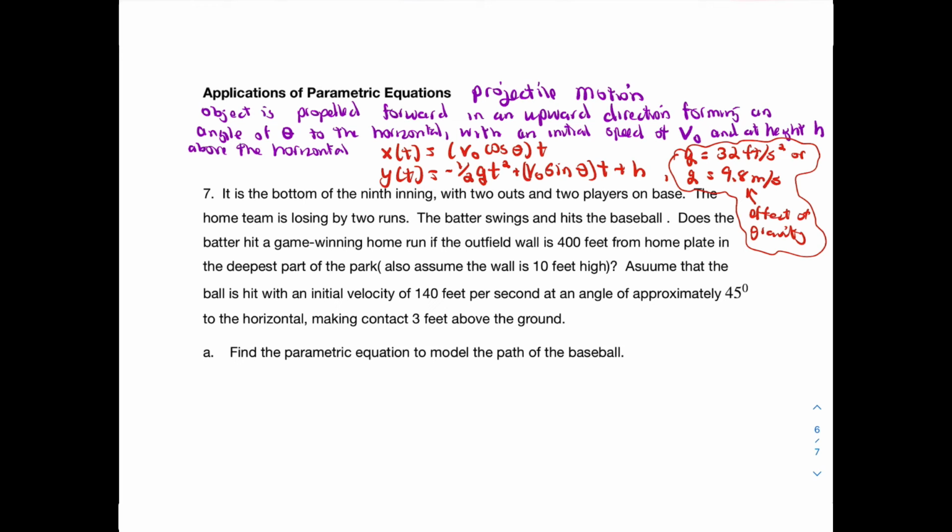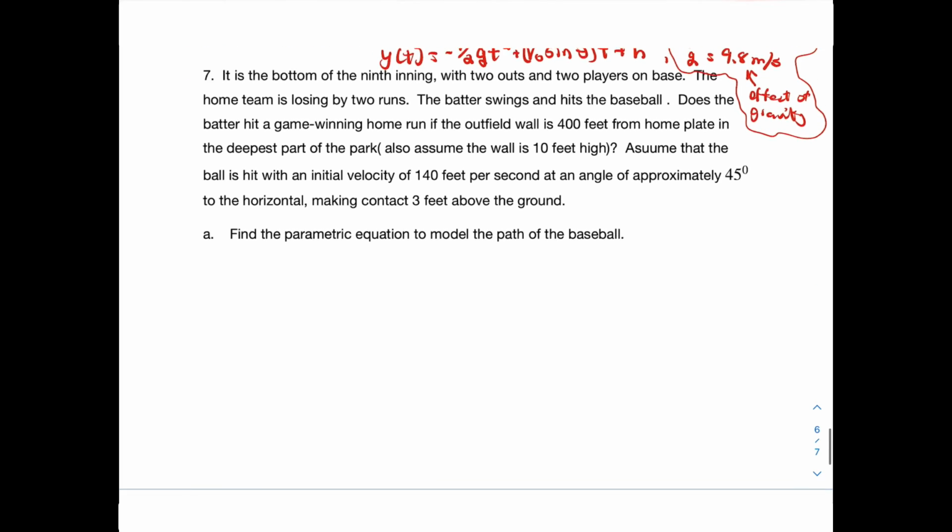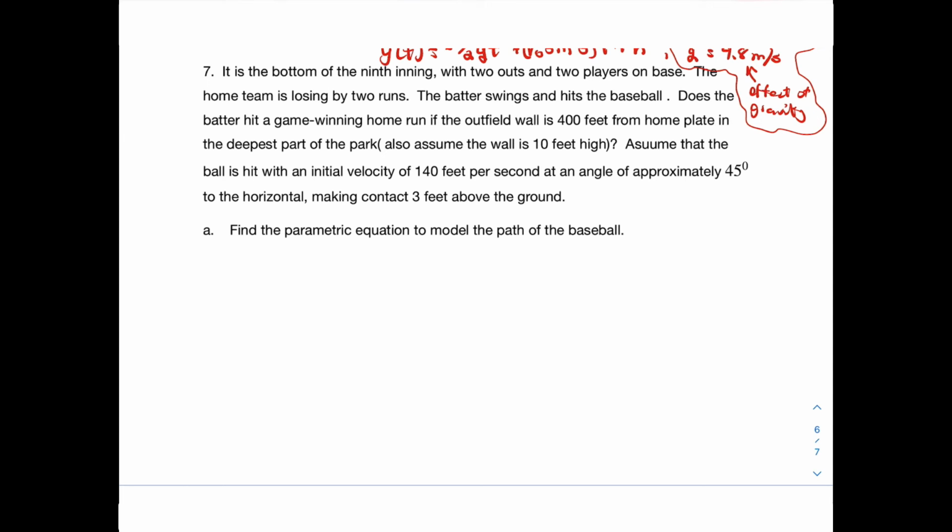Assume that the ball is hit with an initial velocity of 140 feet per second, and the angle is approximately 45 degrees to the horizontal. And the batter makes contact 3 feet above the ground. So basically, this is the batter hitting the ball. Here's the ball traveling, and one of two things can happen.